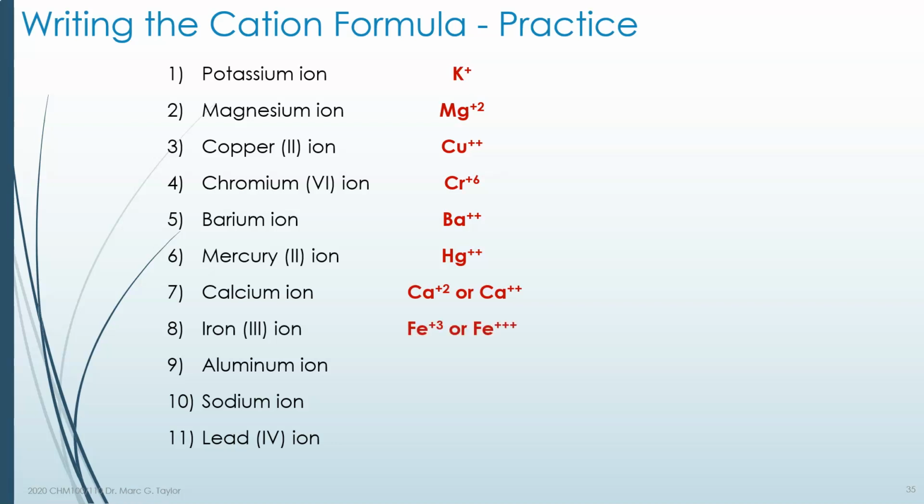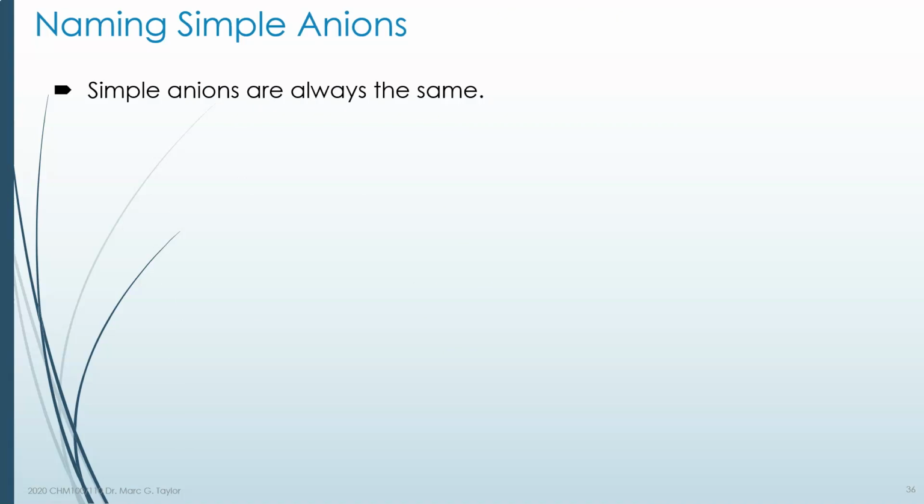Aluminum, we know, is always +3. Sodium is one of the alkali metals in the first column, always +1. And lead 4, we just talked about, is Pb +4. So now we know how to name the cations.